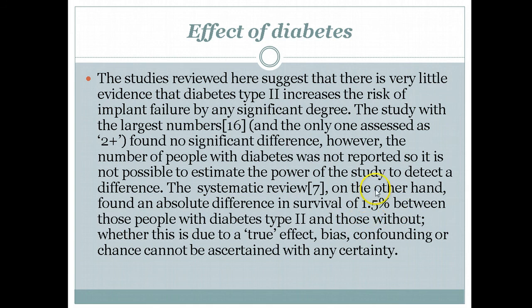So, you see a 1.5% difference. And again, this is the number you should then communicate to your patient: hey, it's still very safe, still a very small difference between a controlled person and if he wasn't diabetic. There is a very, very slight higher risk factor, but not enough to stop from getting implants done. Whether this is due to true effect, bias, confounding, or chance cannot be ascertained with any certainty. So they basically protected themselves. Okay.